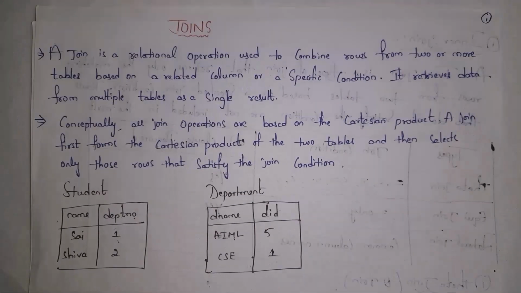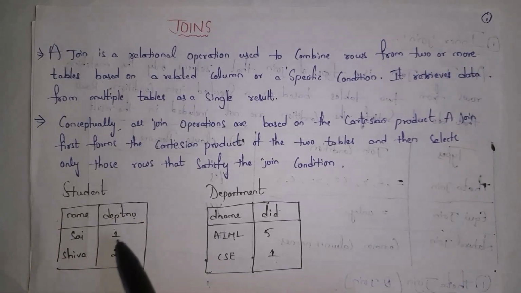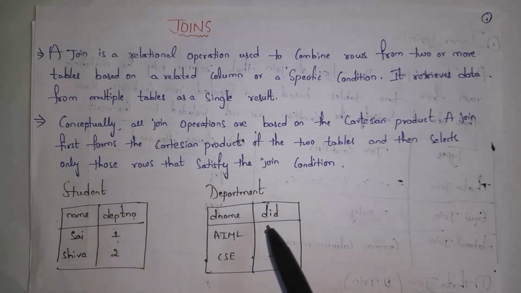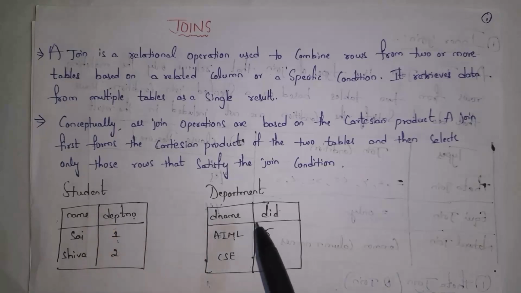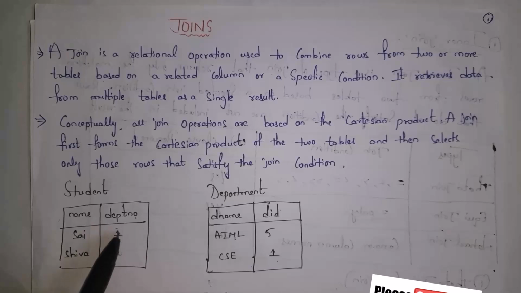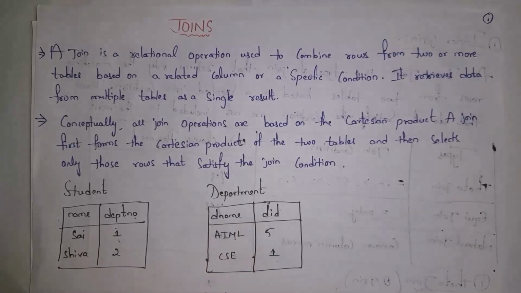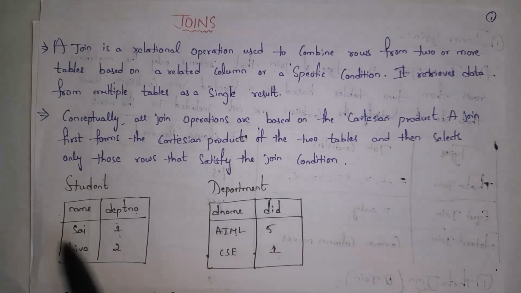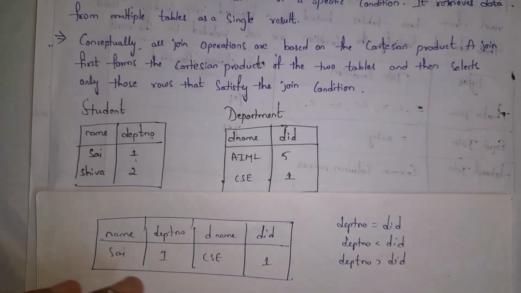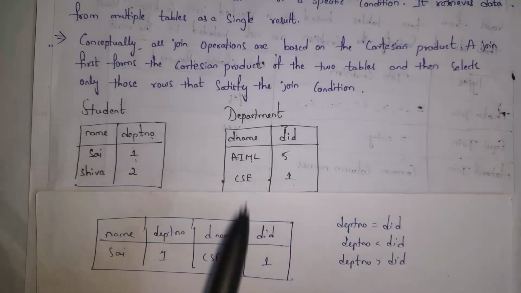Just for example, there are two tables. One is the student table and the next one is the department table. I want to combine rows from this table and this table based on a column condition. For example, in the student table, if the department number column is equal to the DID column in the department table, I want to combine those rows. If you observe here, the department number is 1, and here in DID, the department number is 1. So the column condition is department number equal to DID. As the condition is satisfied, this row and this row are both combined. This is my output: SAI1, this row, and CSE1, this row.